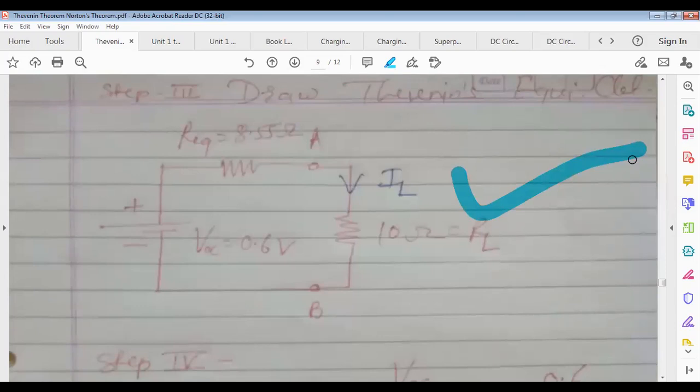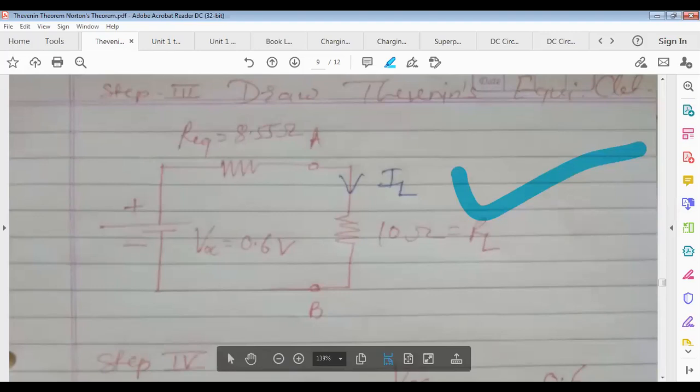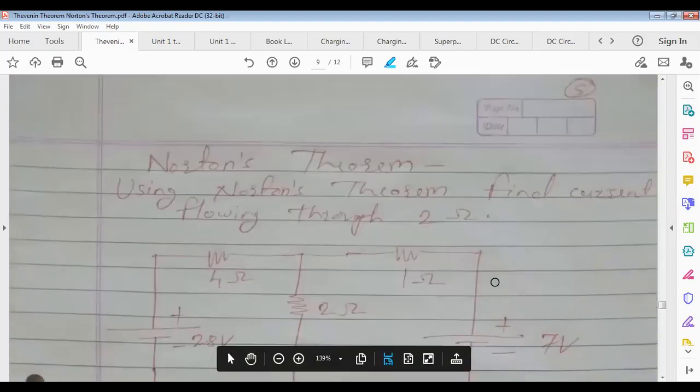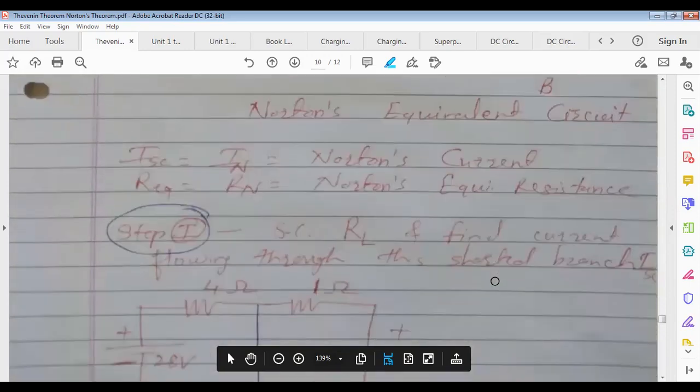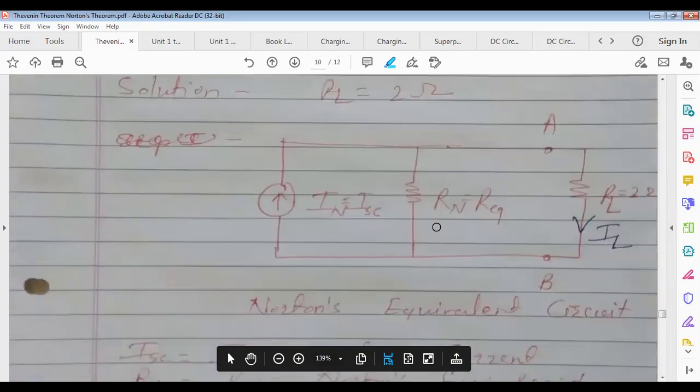So if the circuit is small, then directly IL they will ask you, or any two. But if the circuit is lengthy or difficult, then only find out VTH or only find out RTH, or any two. Means VTH and IL, or VTH and RTH, or RTH and IL, like this. This is about Thevenin's, and same for Norton's also. For Norton's we have also considered the short circuit current for 1 mark.